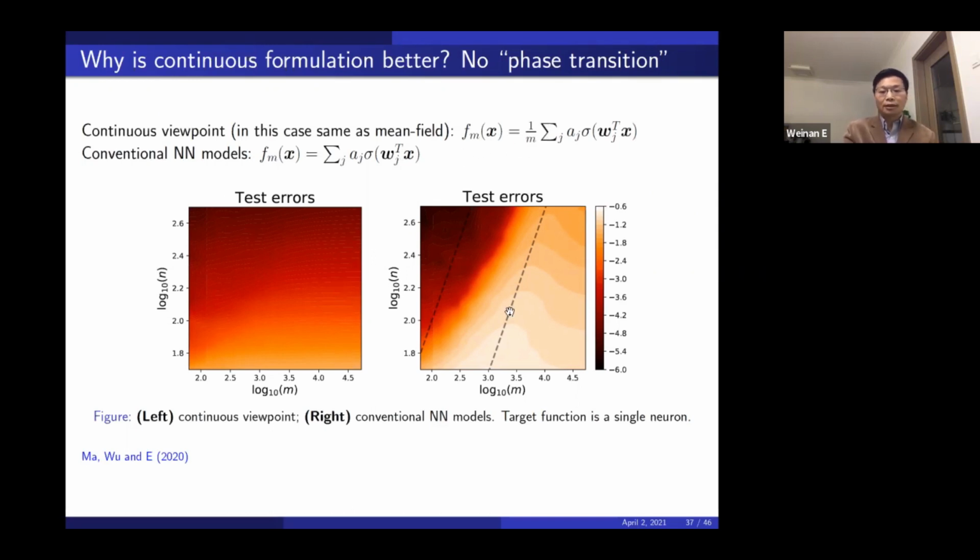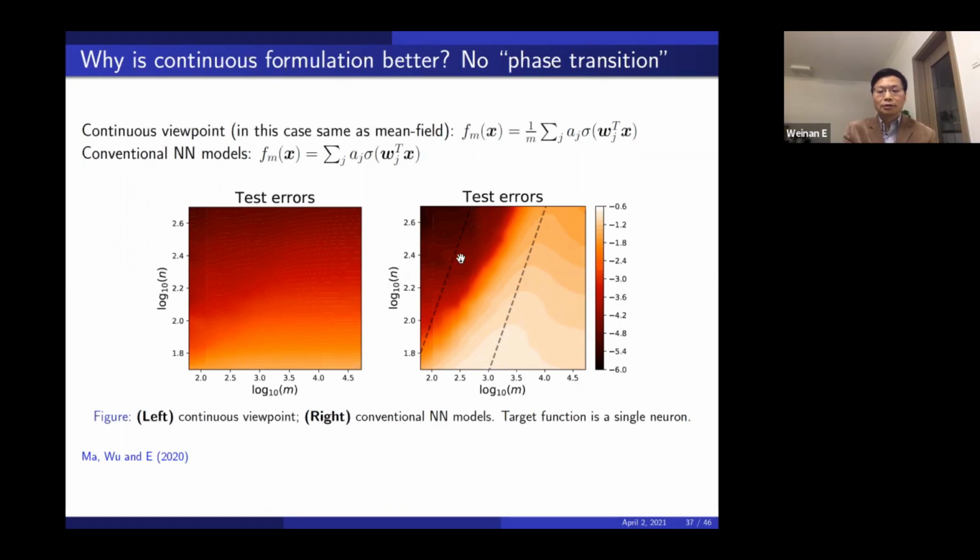In particular, you can see the following pictures. If you look at the test error in the M-N plane, where M is the number of neurons and N is the training data size, you can see that there is a phase transition between a nice phase where the test error is small and a bad phase where the test error is big. Imagine you choose your network structure so that the parameters fall in here. Then you will be in bad luck because the performance will be bad.